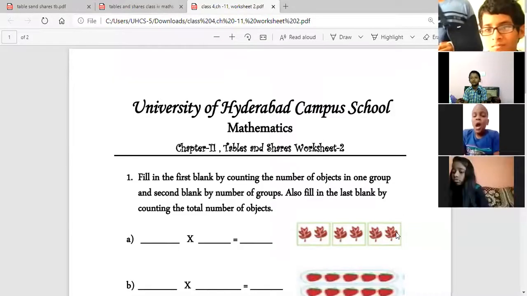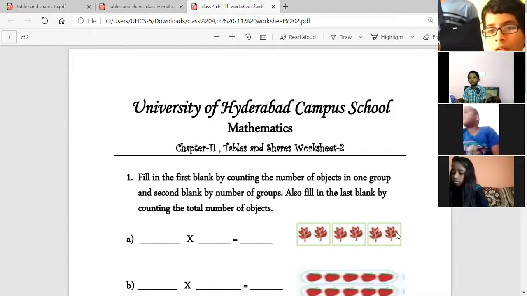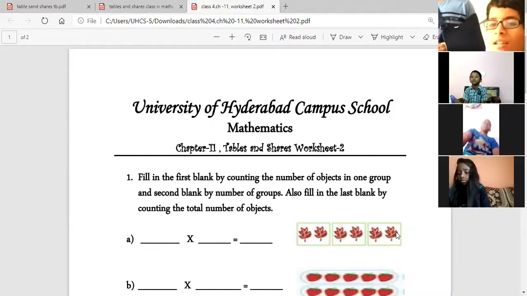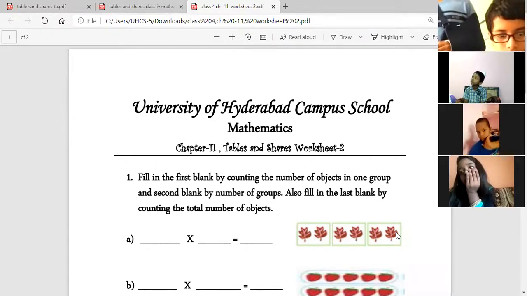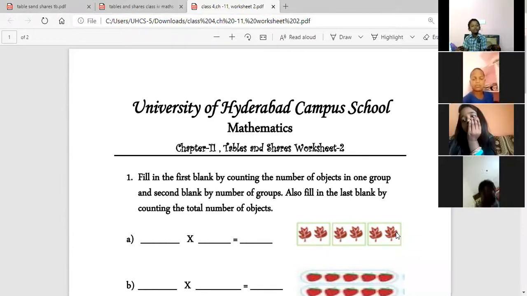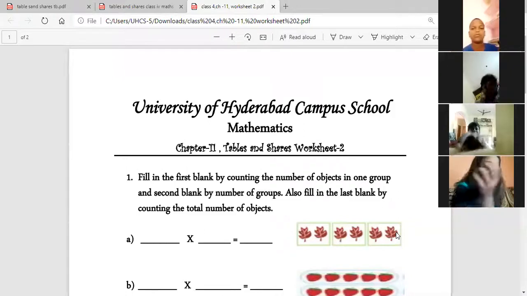So that's all for today's class. Tables and shares chapter completed. I will share the worksheet. Complete the worksheet. These 2 days, don't waste your time. Whenever you have the time, please keep practicing the tables. Tables are very important for calculations. I need all the students to learn the tables 1 to 20 compulsorily.